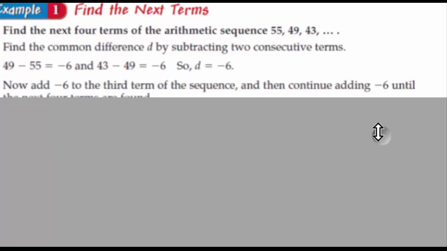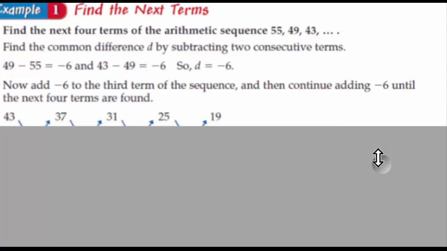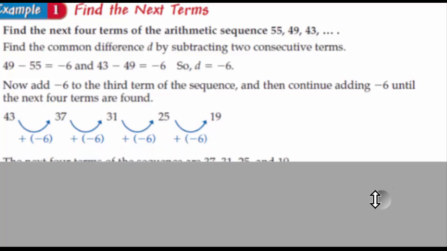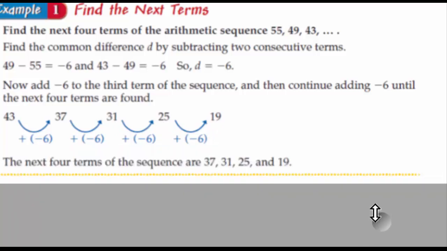All we have to do is keep subtracting 6 from one term to the next. If we subtract 6 from 43, we get 37. Subtract 6 again, we get 31. Subtract 6 again, 25. And subtract 6 again, we end up at 19. So that is the next 4 terms. This would be a sub 1, a sub 2, a sub 3, a sub 4, a sub 5, a sub 6, and a sub 7. All right. Easy, right?